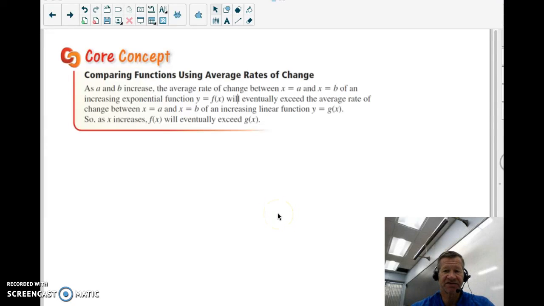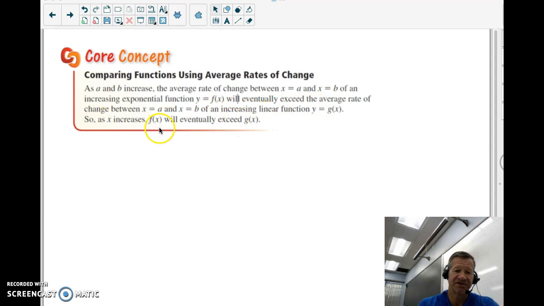The last example of section 6.3, example 3, let's get after it. The concept here is comparing functions using average rates of change. As A and B increase, the average rate of change between 2 points, A and B, two x values, of an increasing exponential function, f of x, will eventually exceed, it means it'll overtake, the average rate of change between A and B in a linear function.